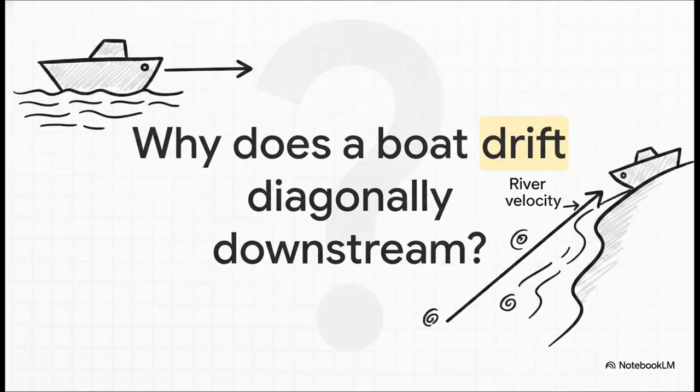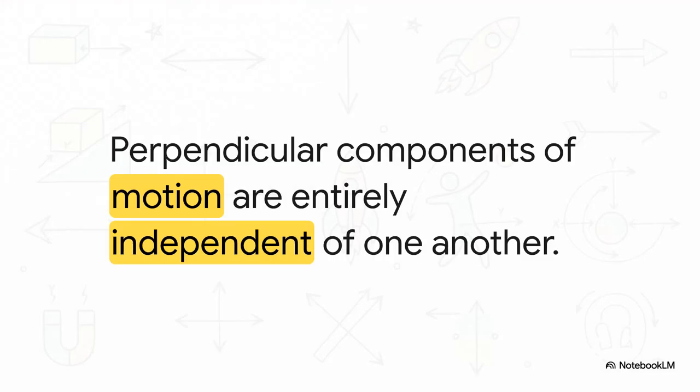Now, let me pose a quick question to you all. If you aim a boat's nose straight across a flowing river and your engine pushes you perfectly straight, why do you inevitably end up landing way downstream on the other side? The answer here is relative velocity. Your actual path is the vector addition of the boat's forward velocity and the river's sideways current.